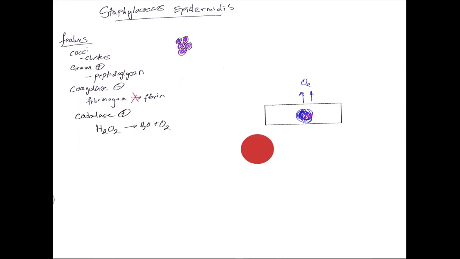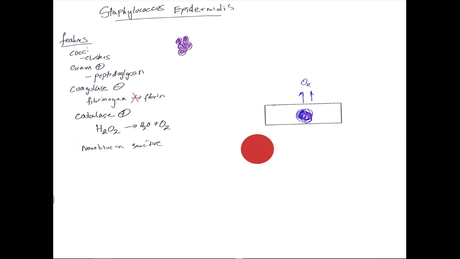Okay, now Staph epi is also novobiocin sensitive. Now this is in contrast to Staph saprophyticus, which is novobiocin resistant. So if you plate them both in an agar that contains novobiocin, only Staph saprophyticus will grow on it. Okay.